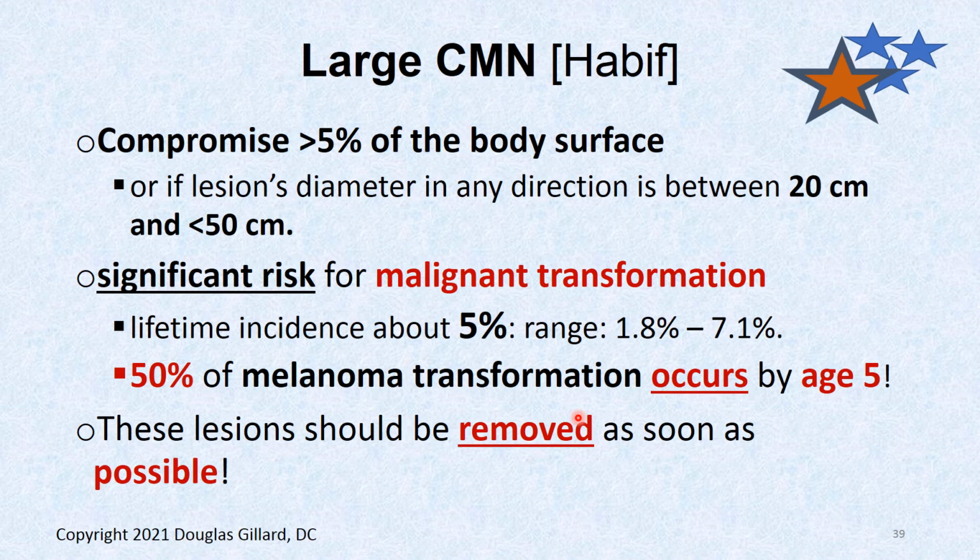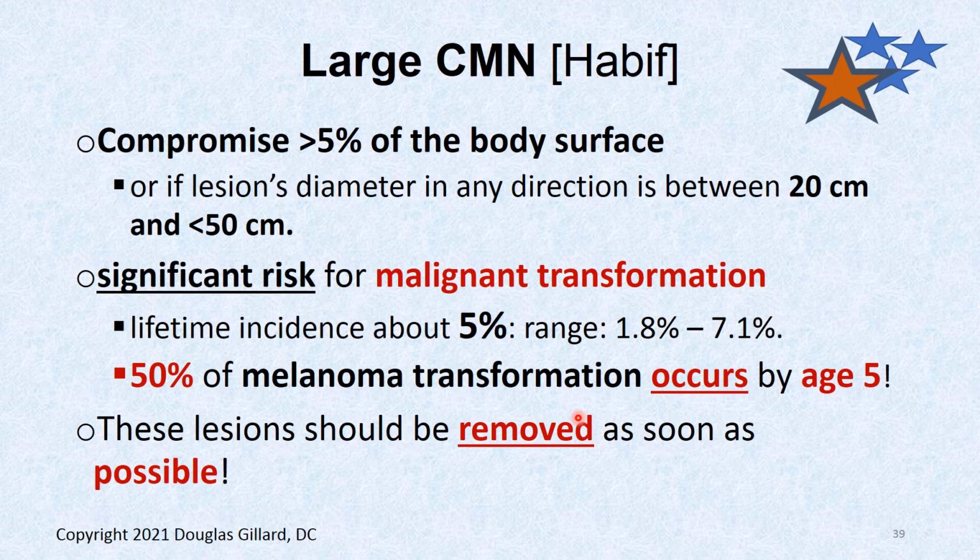The large ones: if they comprise more than 5% of the body surface, it's classified as large. More specifically, if it's between 20 centimeters and 50 centimeters, it's large. These ones you have to be very careful with. There's a significant risk of them turning into malignant melanoma.